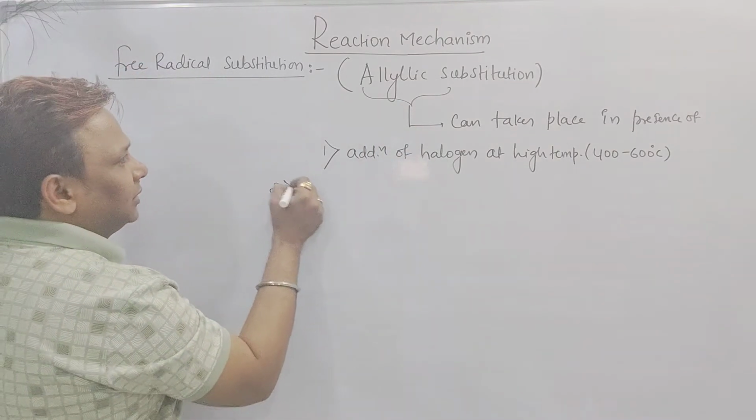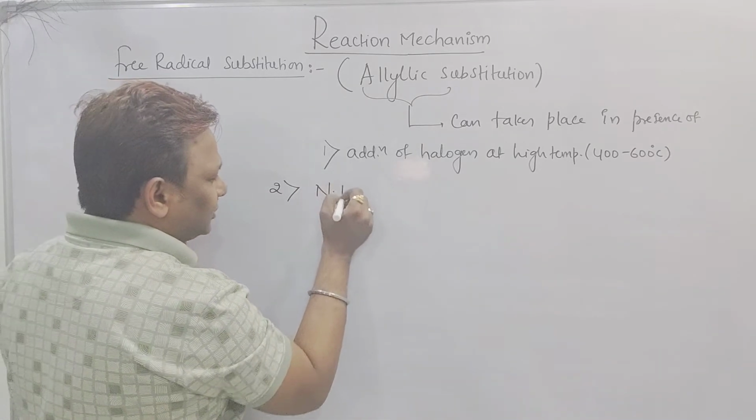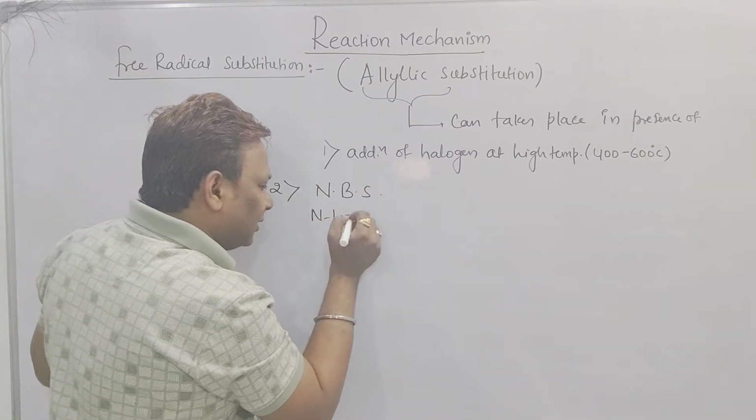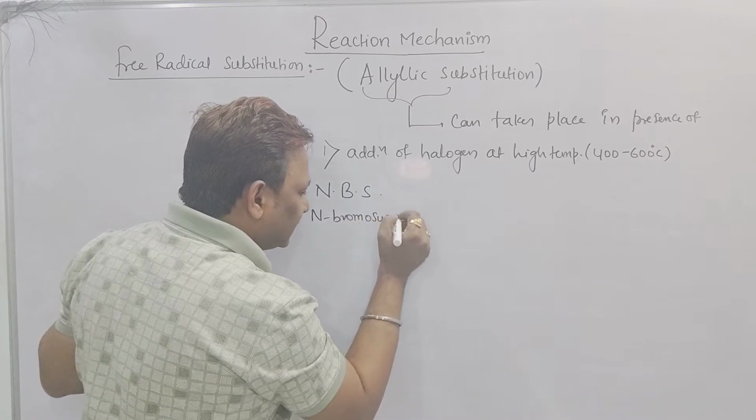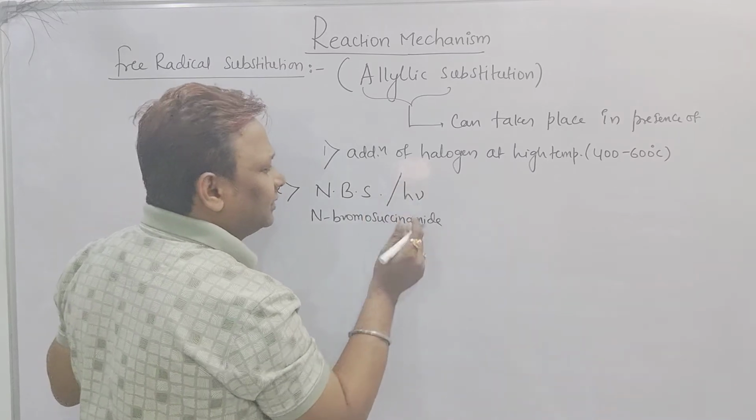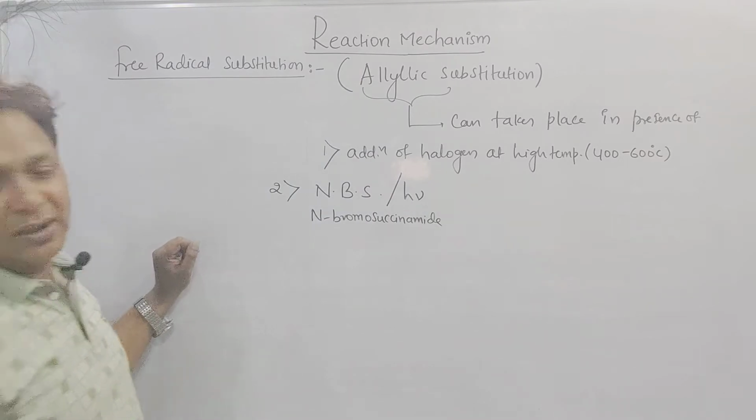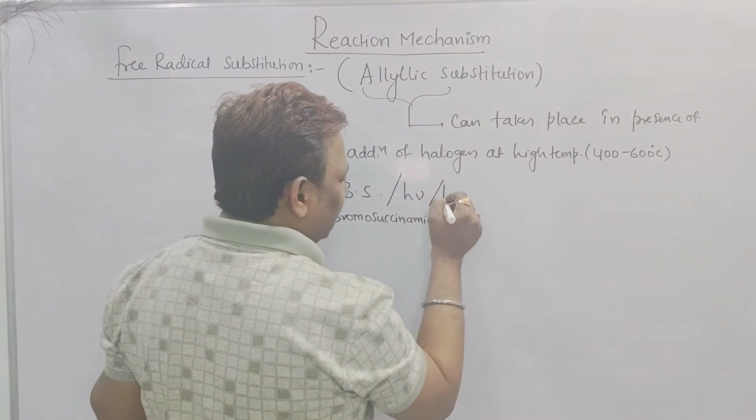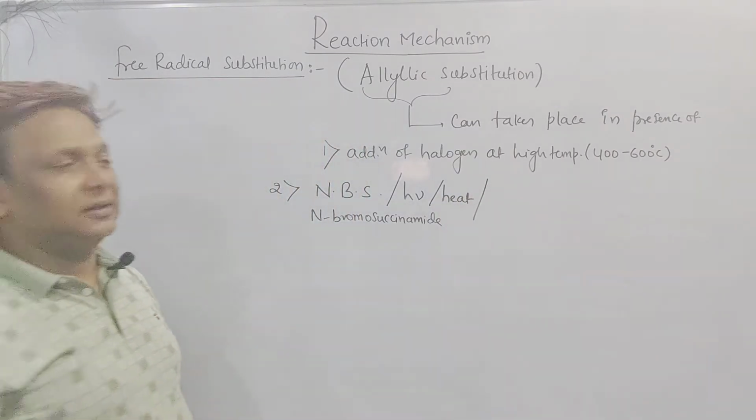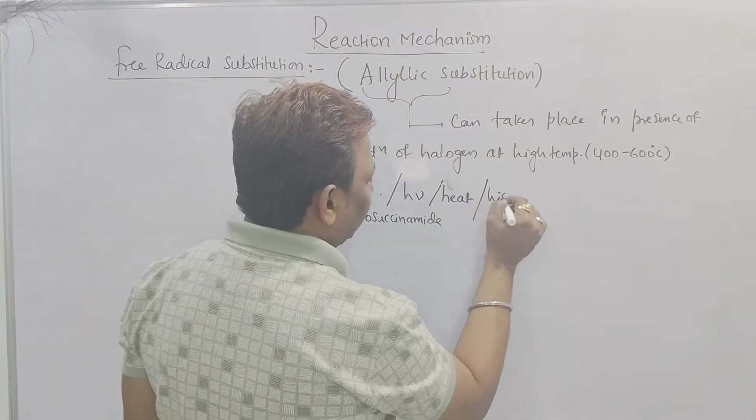Or second part, beta, allylic substitution can take place if we are using NBS. Do you know what is NBS, sir? NBS is called N-bromosuccinimide. An addition of NBS in presence of sunlight. Presence of sunlight means obviously free radical mechanism or free radical reaction is there. Or we can say, in presence of high temperature, that is heat, 400 to 600 degrees centigrade, right?